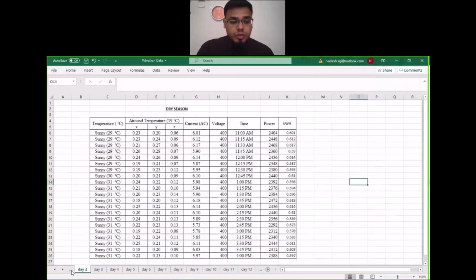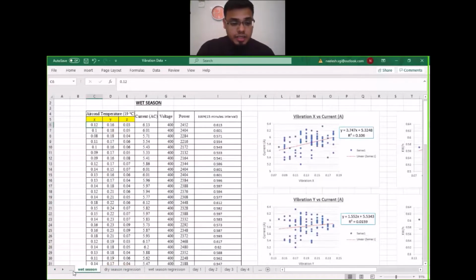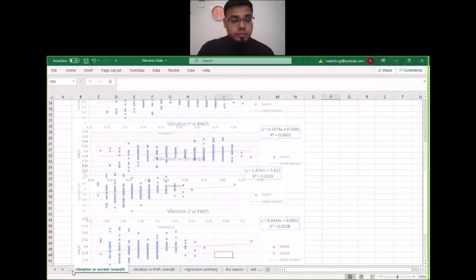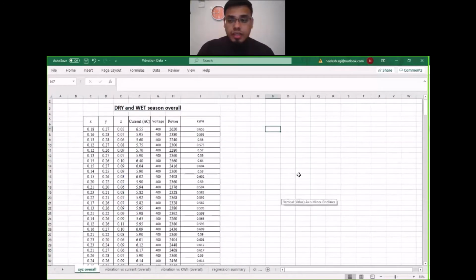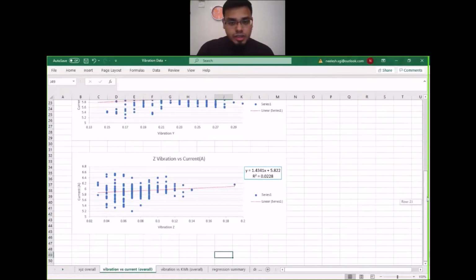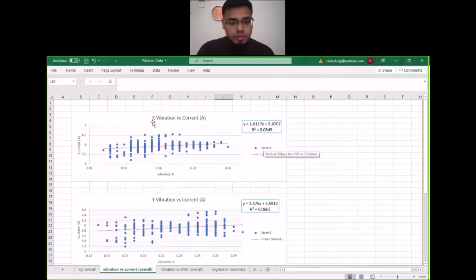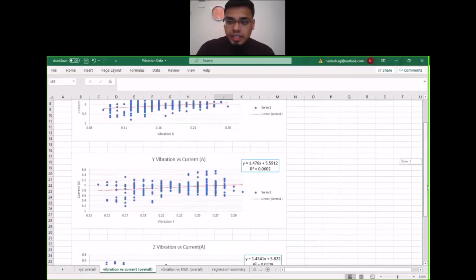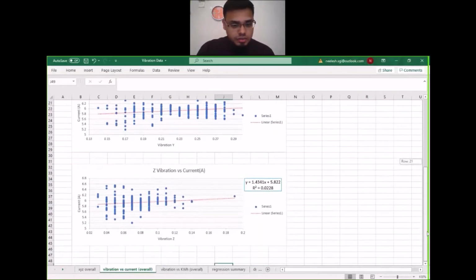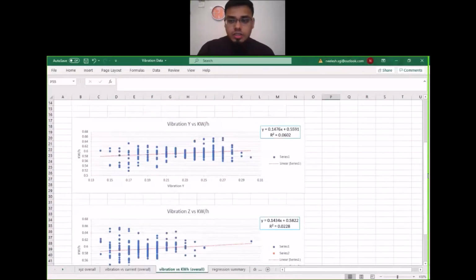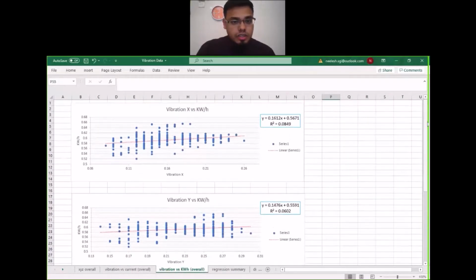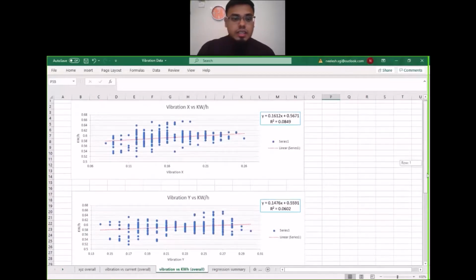Even though it is 15 days of data, it is really good for our regression analysis. I gathered all the data here, around 315 data points. I did a vibration regression analysis for current, a single variable for each graph. The same goes for the energy consumption. I did a graph for each and every variable that I got, which is x, y, and z.